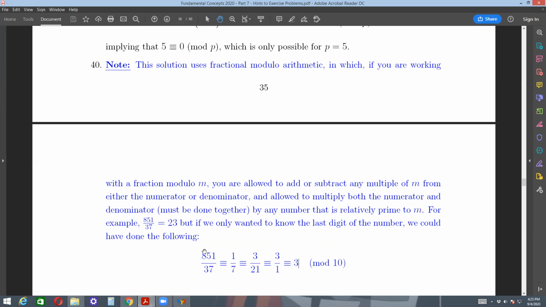So it means that I could use fractional modular arithmetic to figure out what the last digit of this number is by considering mod 10. And it would be 3, rather than actually dividing it. If it was something really complicated, then you don't actually want to long divide it, so you might use something like this. This isn't something you have to know, but it is useful when you have things dealing with fractions.